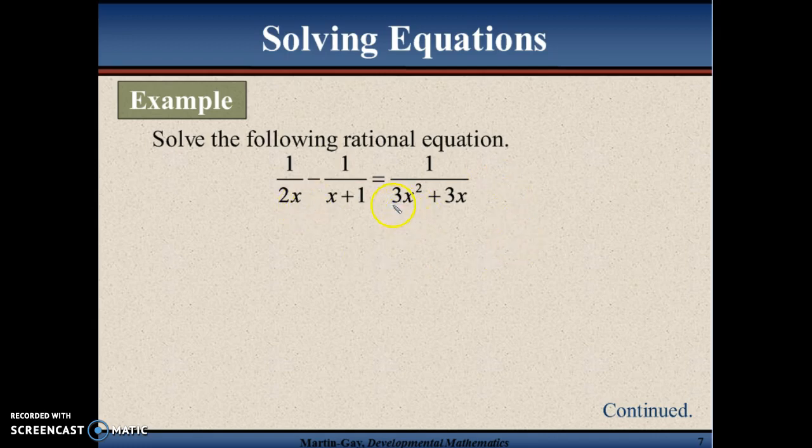So to start with, if I'm going to go ahead and factor everything, 2x is simplified, x plus 1 is simplified, and then 3x squared plus 3x is going to be 3x times x plus 1.